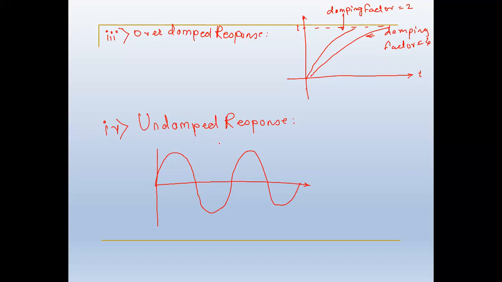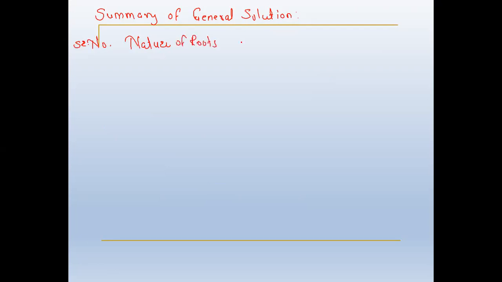Now if we have to summarize the same, I will write the summary of the general solution. First, the serial number. Second, the nature of roots. Third, the value of the discriminant. And the general solution.